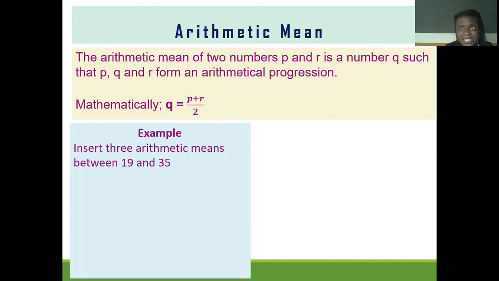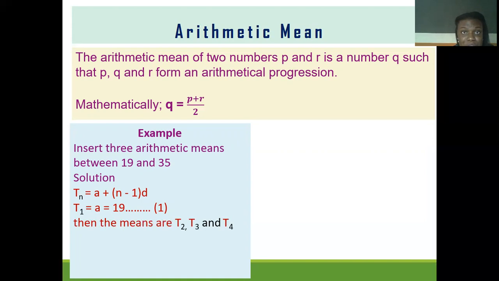Okay, so that means 19 is going to be the first term, and 35 is going to be the fifth term, since you said you want to put 3 numbers in the middle, right? So the 5 of them form an arithmetic progression. We have Tn, as usual, is a plus (n minus 1) d. So T1 is A, in this case it's 19, that's equation 1. And then we have T2, T3, T4 as our arithmetic means, and then we have T5 as our 35.